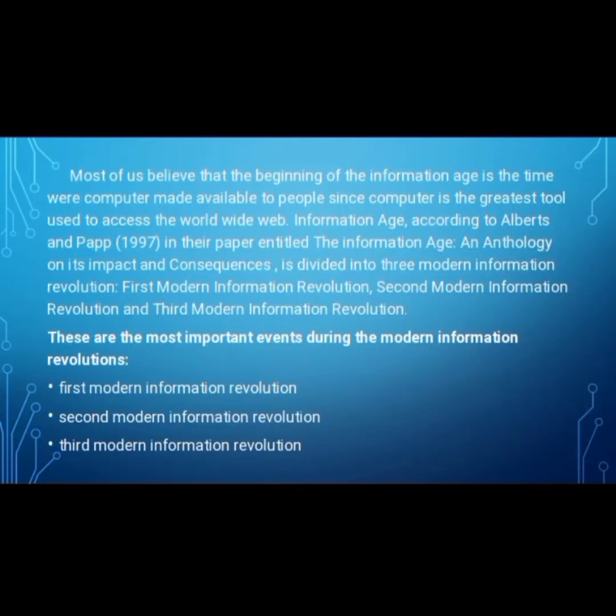Most of us believe that the beginning of the information age is the time when computers were made available to people, since the computer is the greatest tool used to access the World Wide Web. The information age, according to Alberts and Papp in 1997, in their paper entitled The Information Age: An Anthology on Its Impact and Consequences, is divided into three modern information revolutions: the first, the second, and the third modern information revolution.